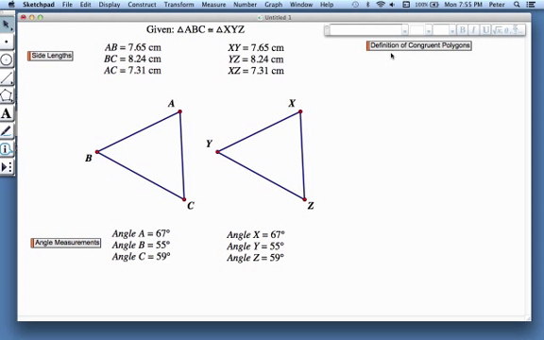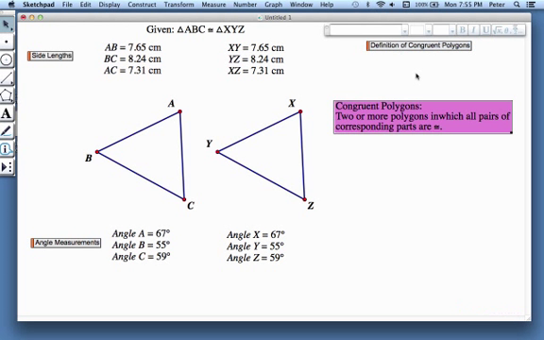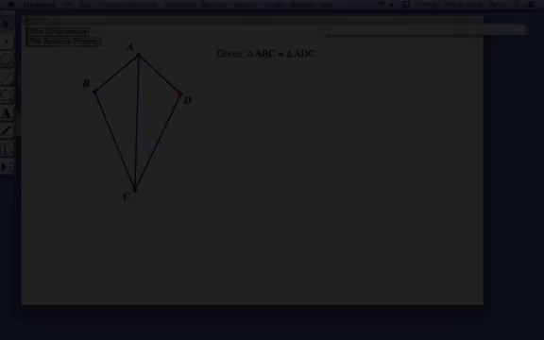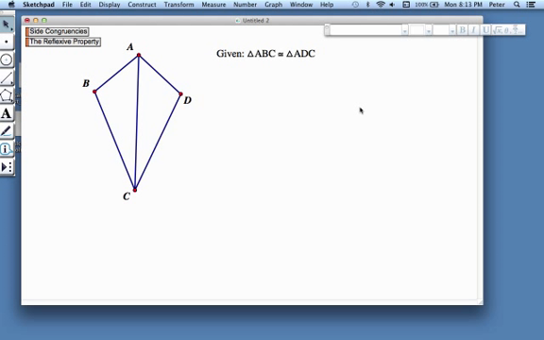And this brings us to our definition of congruent polygons. Congruent polygons, or in this case triangles, are two or more polygons in which all pairs of corresponding parts are congruent. And when we say corresponding parts, we're referring to the sides corresponding to each other and the angles corresponding to each other. The definition of congruence is not one that we need to memorize for our proofs, but there is something that we will need to remember from this section, and that's the reflexive property.